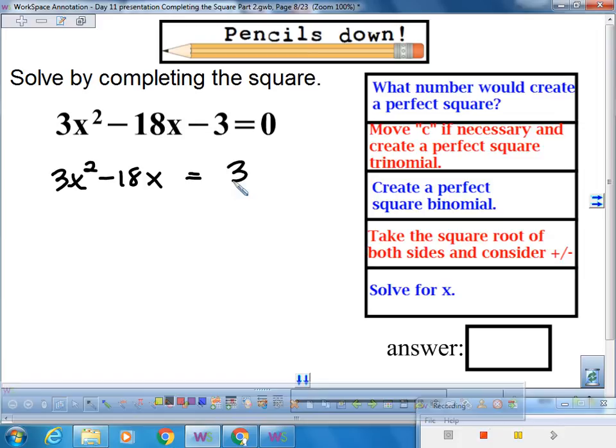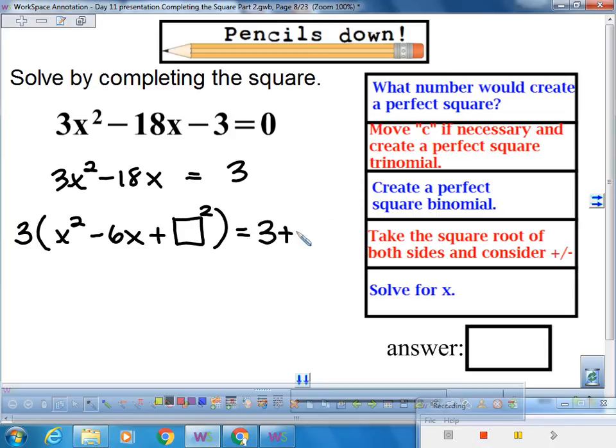So now I'm going to make my 3 groups. So I've got 3 groups of x squared. Then this is going to be negative 6x, right? And then I'm going to add something to make a perfect square, right? And then I have 3 on this side, plus I'm going to add something, right, to make a perfect square, but I have 3 groups of them. Does that make sense?